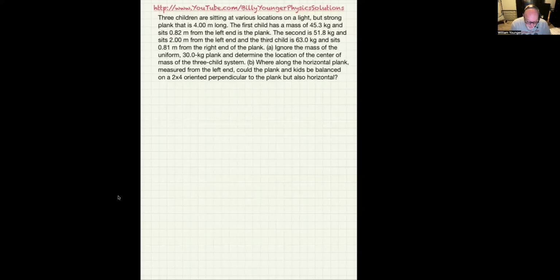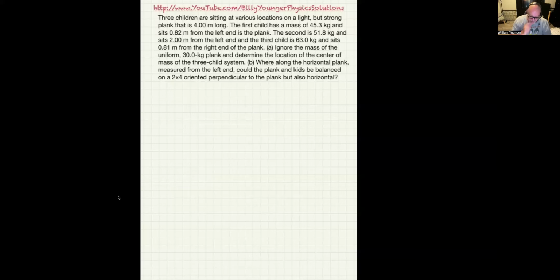Part A, ignore the mass of the uniform 30 kilogram plank and determine the location of the center of mass of the three-child system. Part B, where along the horizontal plank, measured from the left end, could the plank and kids be balanced on a 2 by 4 oriented perpendicular to the plank, but also horizontal? In other words, if the plank was laying this way and you put a 2 by 4 right here, a 2 by 4 is fairly narrow, so you're basically just asking at what point. Obviously, this gives you a little bit of freedom: as long as you're within roughly 3/4 of an inch from the center of mass, it's probably going to balance.